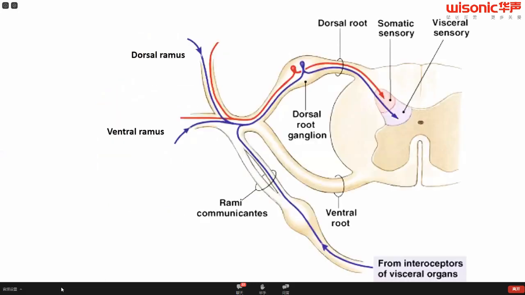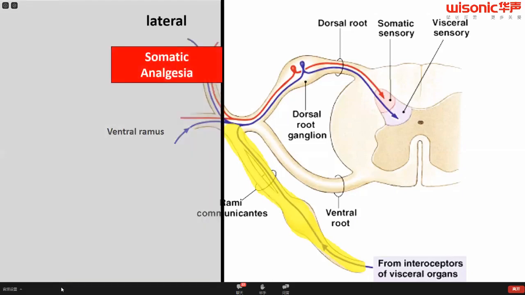To understand what these blocks can do, it's important to know where you place your local anesthetic. Here you can see the spinal cord, the dorsal root and the ventral root, which form the spinal nerves, and you can see the sympathetic fibers from the visceral organs which communicate with the spinal nerves, and the spinal nerves end in the ventral ramus and the dorsal rami. If you place local anesthetic lateral to this line, you will produce only somatic analgesia.